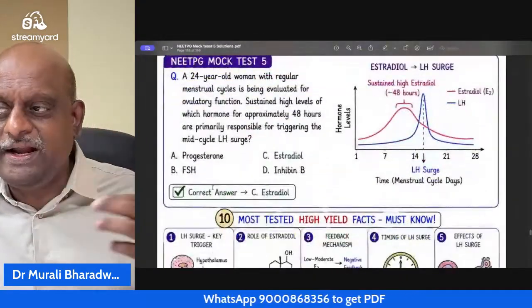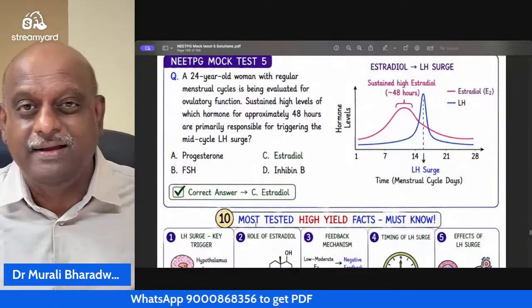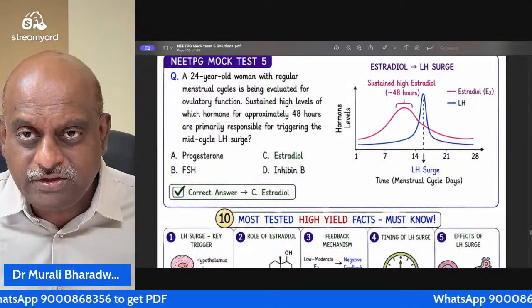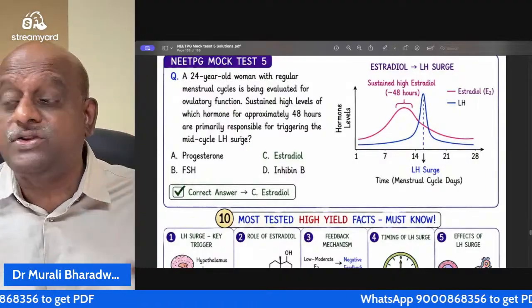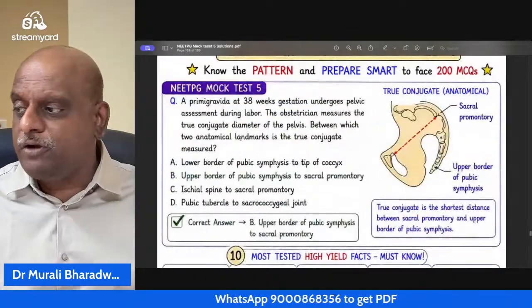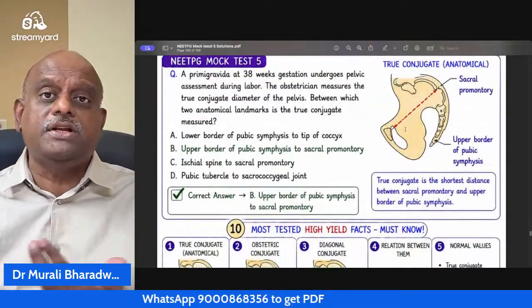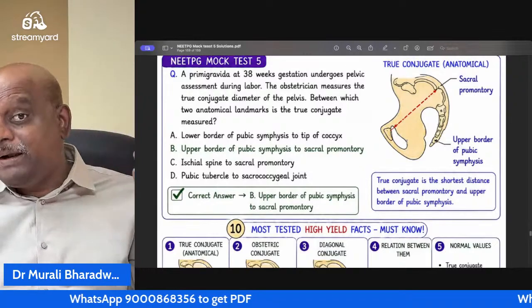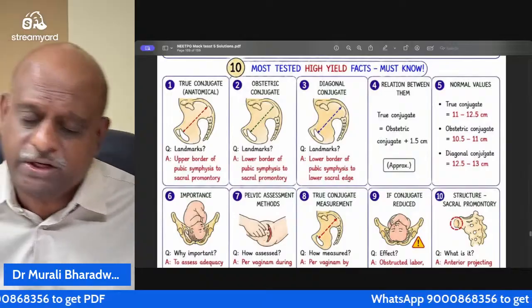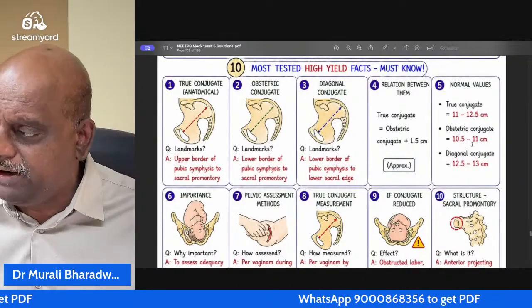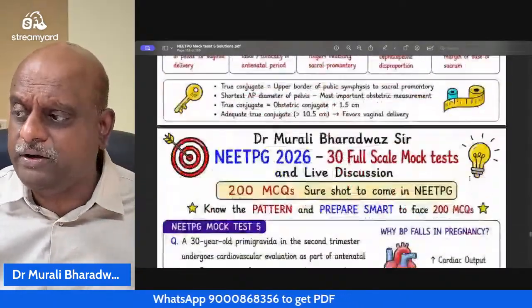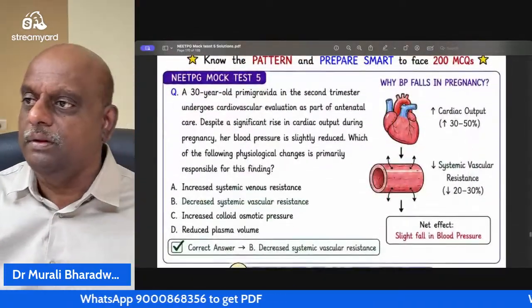24-year-old sustained high levels of estradiol for about 48 hours. Beyond 48 hours will stimulate the mid-cycle LH surge is what you need to remember. So you should know all types of conjugates. True conjugate is the shortest distance between sacral promontory and upper border of the pubic symphysis. True conjugate is 11 to 12.5 centimeters. Obstetric conjugate is 10.5 to 11. Diagonal is 12.5 to 13. So all these values, definitions, favorite question of the examiner.